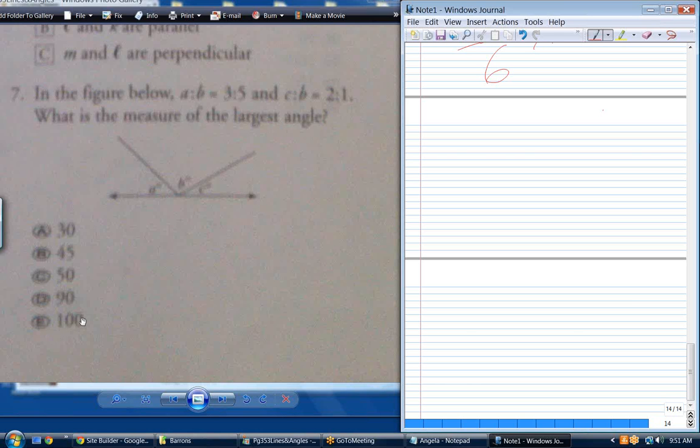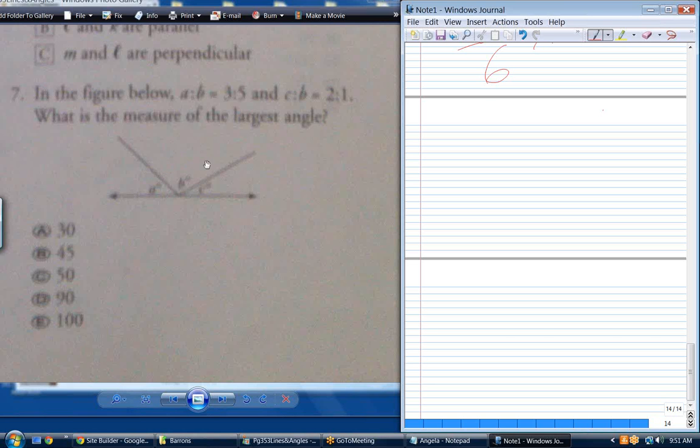With 100. Okay. Always. In other words, if they said, what's the measure of the smallest angle? We're going to start with 30. You see why? Yes. Because if we were looking for the largest angle and I tried 30 and it didn't work, I'm going to have to try 45, I'm going to have to try 50, I'm going to have to try 90, and then I'll know. But since they want the measure of the largest angle, let's start with the largest angle and work our way backwards. So clearly B is the largest angle.